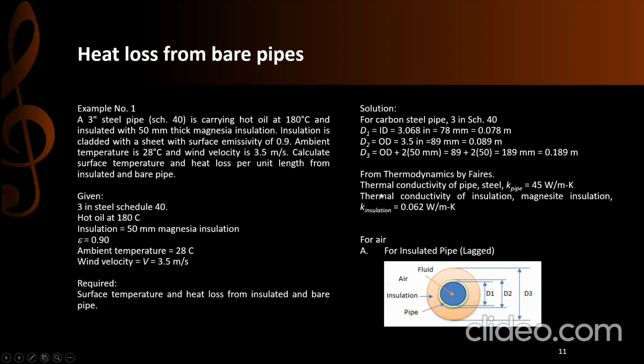From thermodynamics, first, thermal conductivity of pipe, steel, carbon steel pipe is 45 watts per meter Kelvin. Thermal conductivity of insulation, magnesia insulation, K insulation is 0.062 watts per meter Kelvin. Okay, magnesia yan. Hindi ko na-change kasi nasa docs, ganun din. Okay. Change ko rin kaya. Wait lang. For air, an insulated pipe lag. So, insulated. Wait lang.